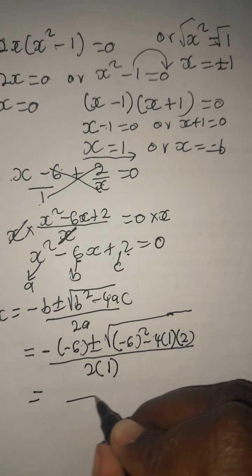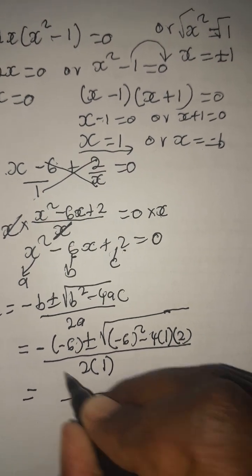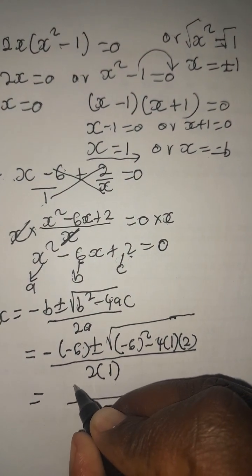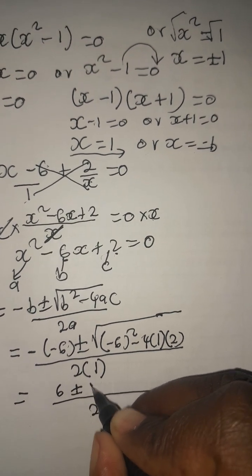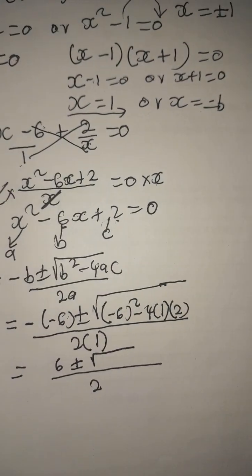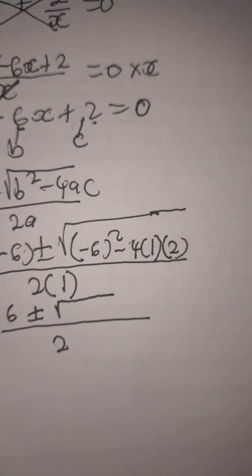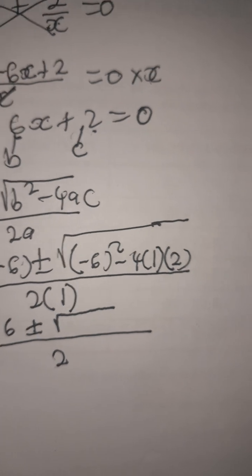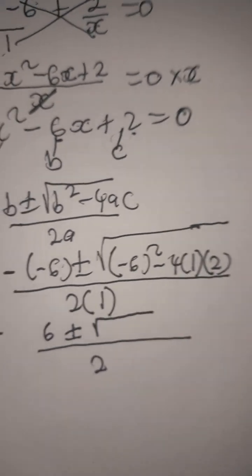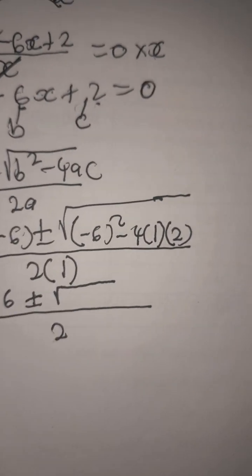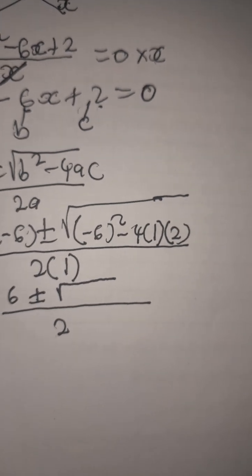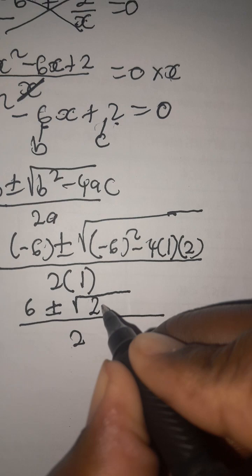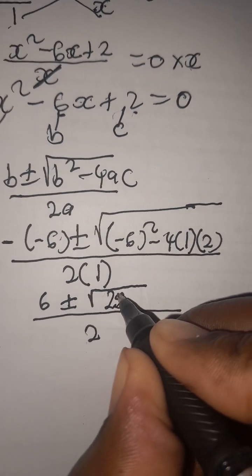So work out the denominator first, which is 2. Negative and negative, that's positive, so we're going to have plus 6 root. Then let's work out what is inside the root. If we say 6 squared there, we know that 6 times 6 is 36. Then negative 4 times 1 times 2, that's 8. Then when we subtract, we'll get 28. We are going to have 28 there.